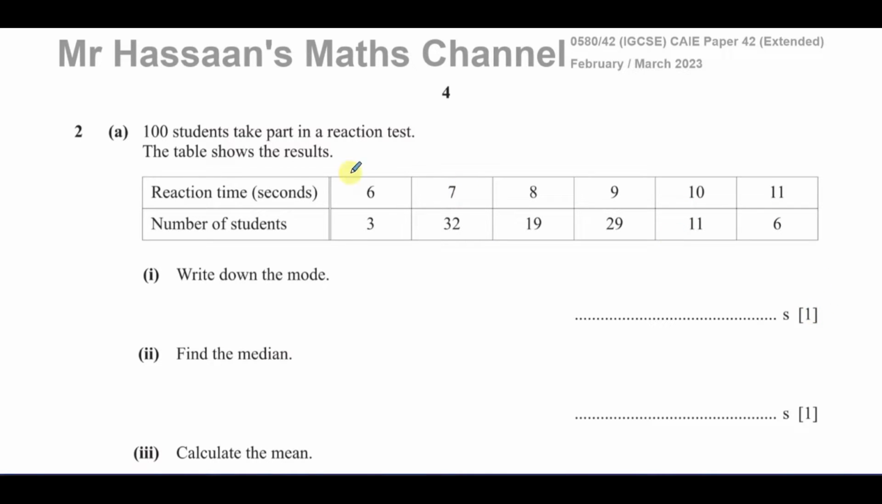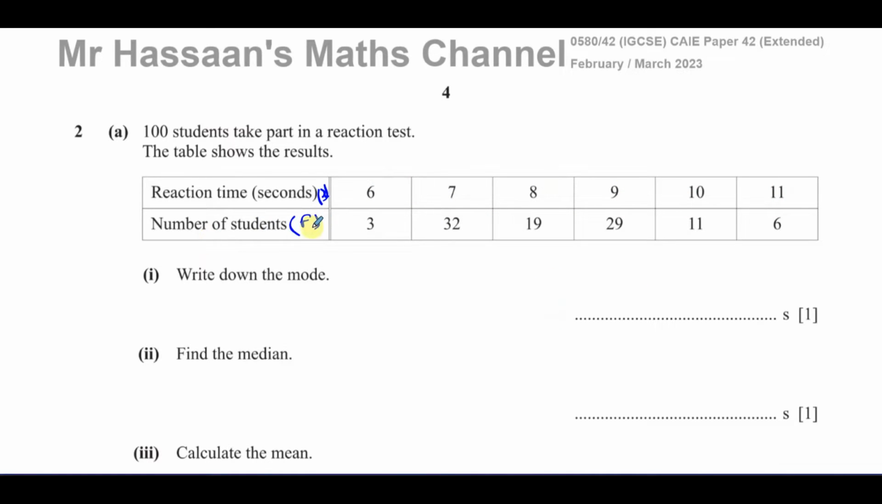So they tested 100 students. The number of students surveyed is 100, so there are 100 entries. This number of students is the frequency, the number of students. We can call it F. And this is X, which is the time, their reaction time. So the data would consist of the numbers 6, 7, 8, 9, 10, 11.